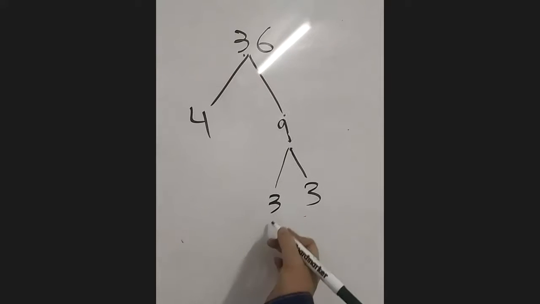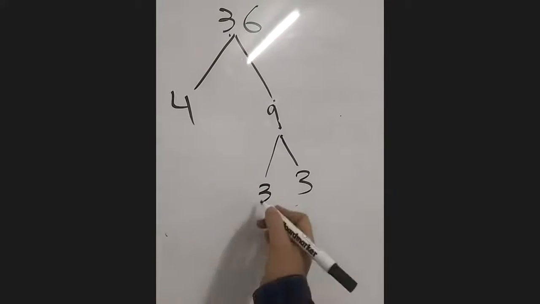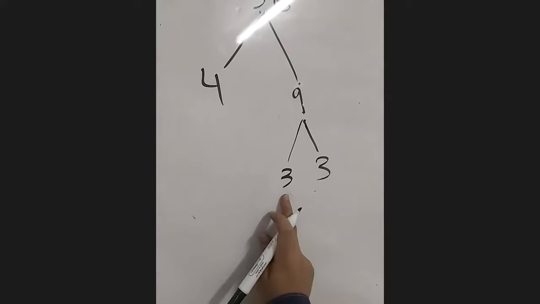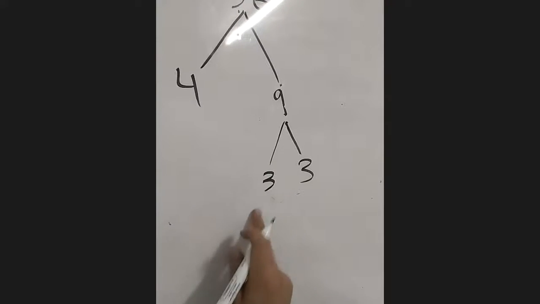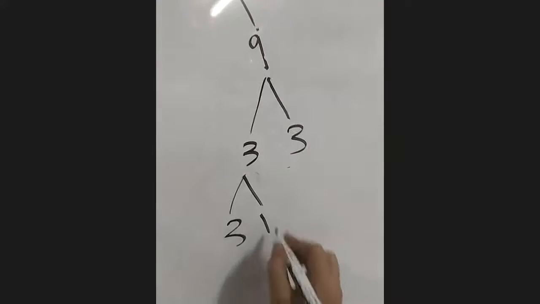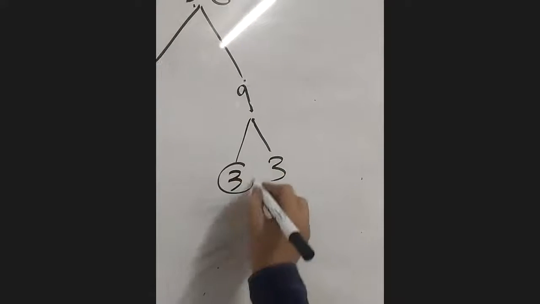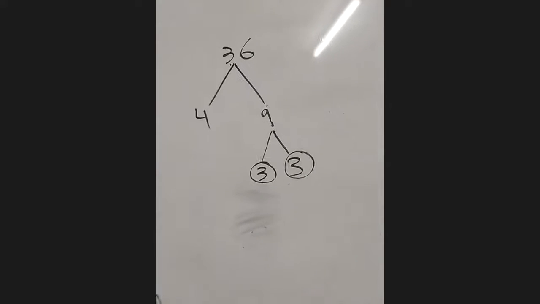Now, can I do more for the 3s, ya Mazen? No. 3 only 3 by 1, right? But the 1, I don't want it. So I don't want the 1. So I put what here? What do I put here? Circle.